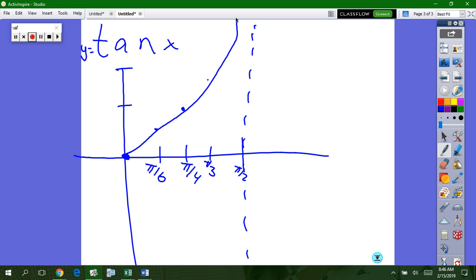Yes, no, maybe so? Okay, if I continue on, what's 2pi/3 there? Oh, that's negative 1.77. So down here, 3pi/4 is negative 1. And then if I came over here to pi, there's another one here. When I came to pi, it's at 0.